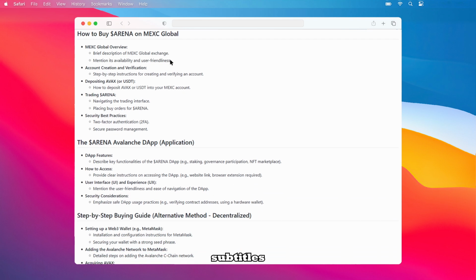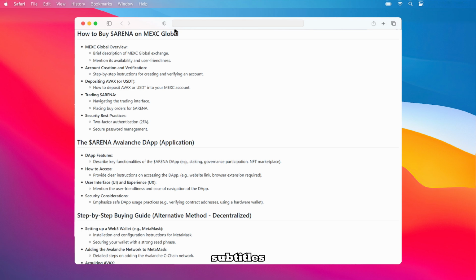Moving on, we'll navigate the trading interface, showing you how to place buy orders for Dollar Arena. Remember to use security best practices such as enabling two-factor authentication, 2FA, and using secure password management.